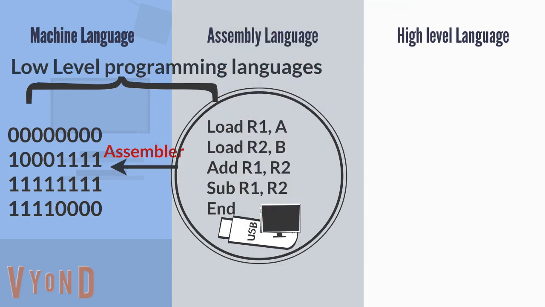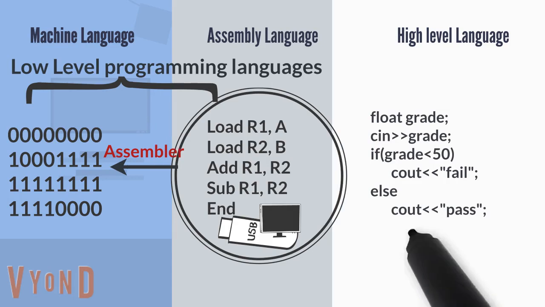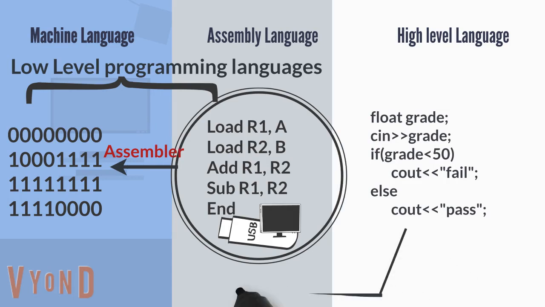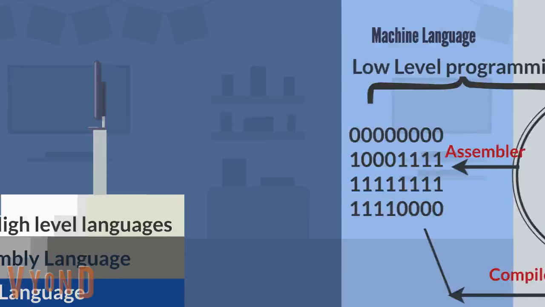The third type are high-level languages. These languages use English-like statements and symbols. Two types of translators are used to translate code written in high-level languages to machine code. They are compilers and interpreters.